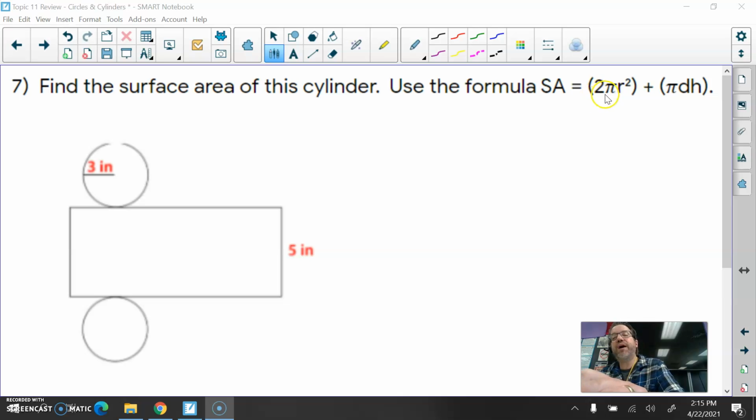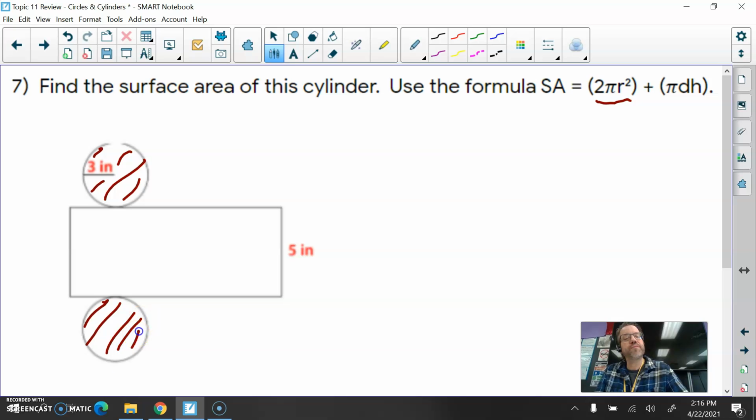Now remember, 2 pi r squared, we know pi r squared is the formula for finding the area of a circle. So when you multiply by 2, what you're doing is finding the area of this circle and this circle combined. And then plus pi dh. Pi d is your circumference formula, C equals pi d. H stands for height. This 5 inches here is the height of the entire cylinder.